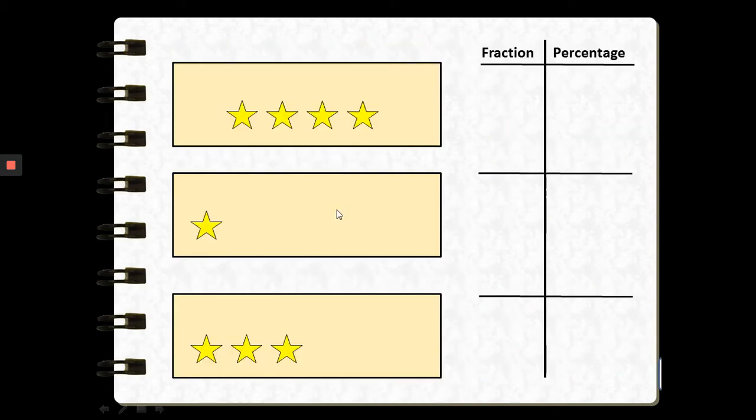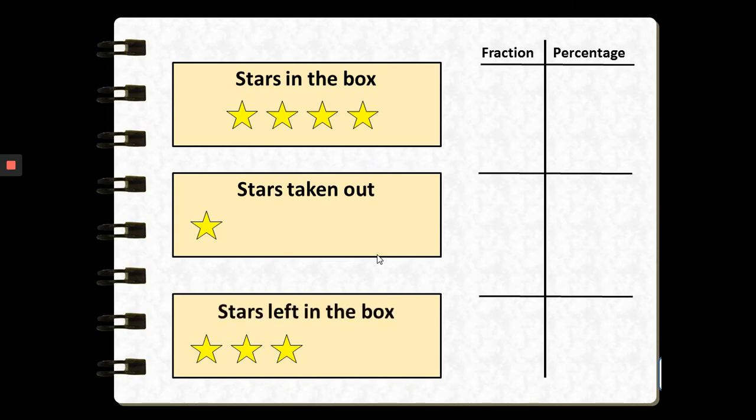Okay. Let's try this one. You see here the first box has 4 stars. These are the stars in the box. That means this is the total number of stars in the box. There are 4 stars in the box. The second box shows the stars that were taken out. That means out of 4 stars, 1 star was taken out. And the third box shows the stars left in the box. So if 1 star was taken out, then there will be 3 stars left in the box, right?